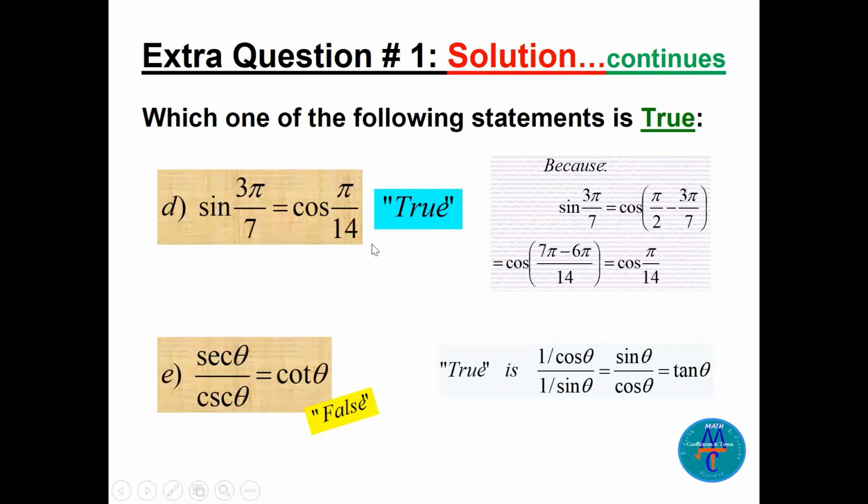We can see this one is true, the same idea. Sine 3 pi over 7, let's change it to cosine by cofunction. So it will be cosine of (pi over 2 minus 3 pi over 7). This is the x. Now the LCD is 14 there. Multiply by 7 here up and down, 7 pi. Here multiply by 2, so that will be 6 pi. So it will be cosine pi over 14, which is correct. Now this one is false because secant of theta is 1 over cosine of theta and cosecant is 1 over sine of theta. When you write it as a fraction, it will be sine theta over cosine theta, which is tan theta, not cotan of theta.